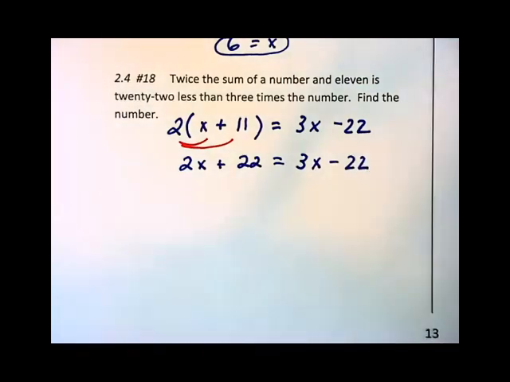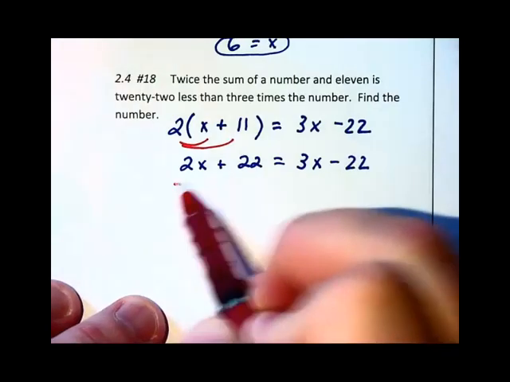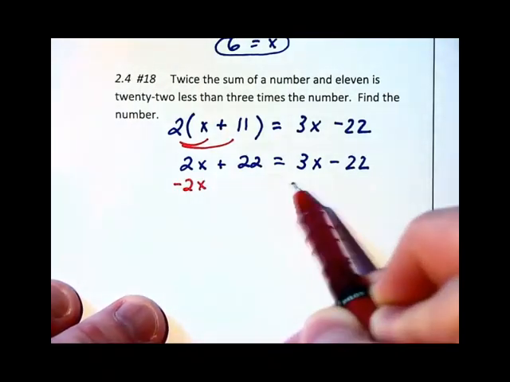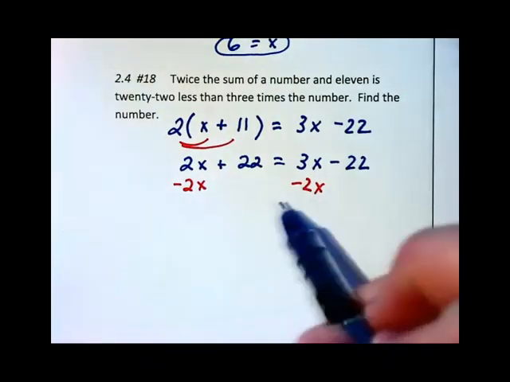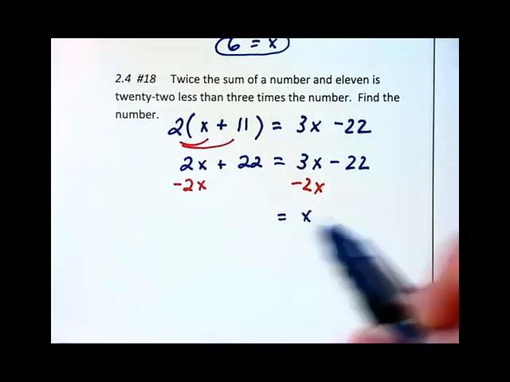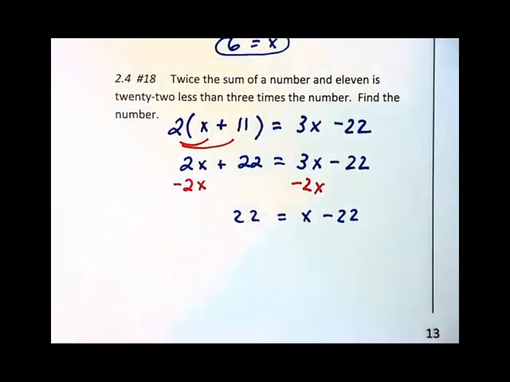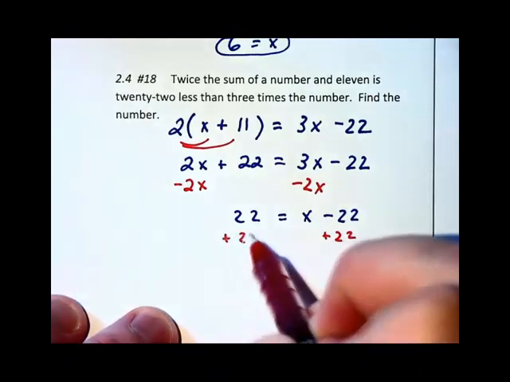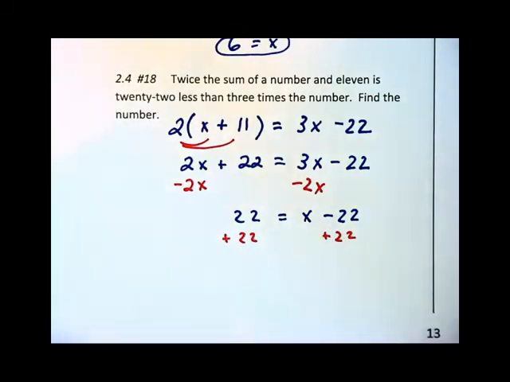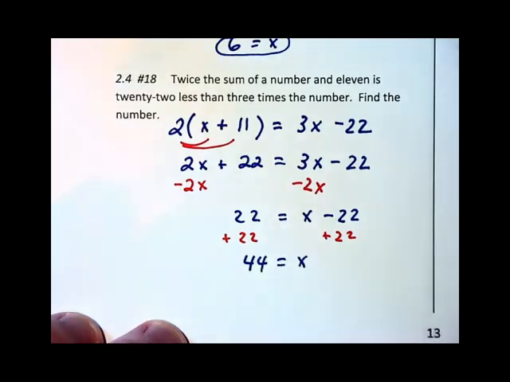There's no like terms to combine, so I'm going to move on to getting all the variables to one side, and I'm going to choose to subtract 2x on each side, because that will just give us a nice clean equals x on the right minus the 22. Adding 22 to both sides, we will then have 44 as our value we are searching for.